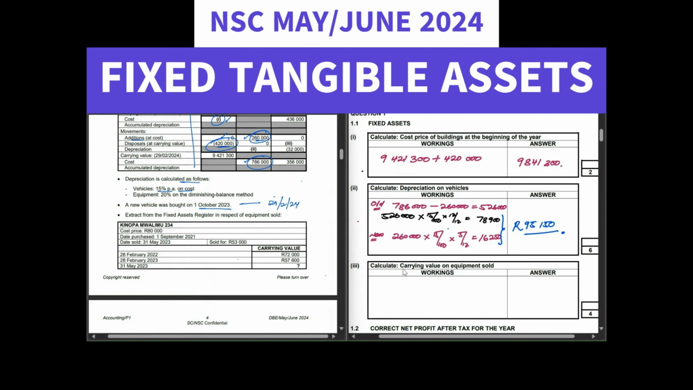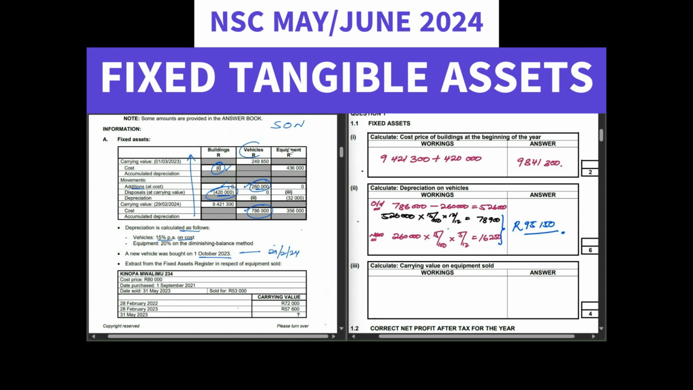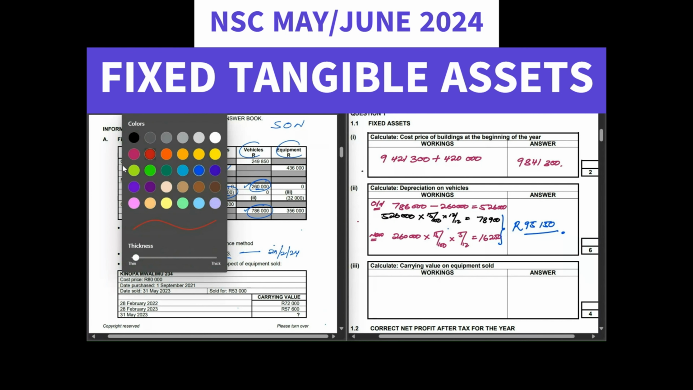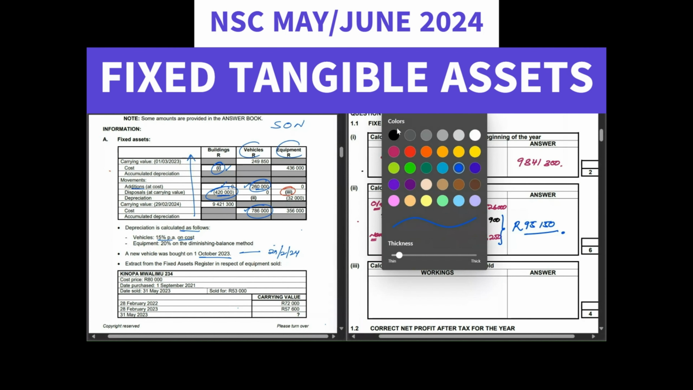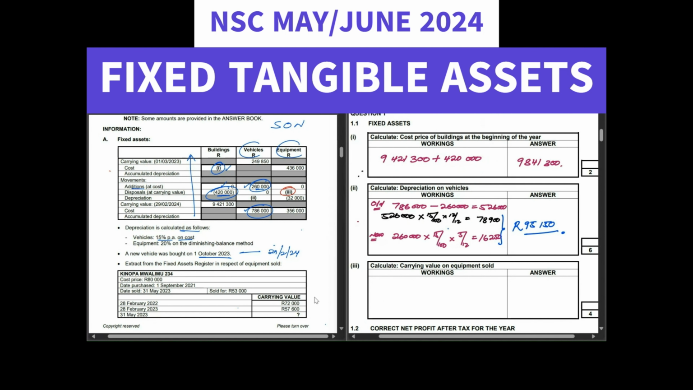Let's go on to the next now, which is calculate the carrying value on the equipment sold. So here is my equipment, and here I see this disposal at carrying value, that is number 3 over there. So we want to calculate that disposal at carrying value. If we come to this information here, we are told this is an extract from the fixed asset register in respect of the equipment sold. So it has a cost price, and then here we're given the carrying value as of the 28th of February 2023, which is the same as the 1st of March 2023. That is the beginning of the financial year.